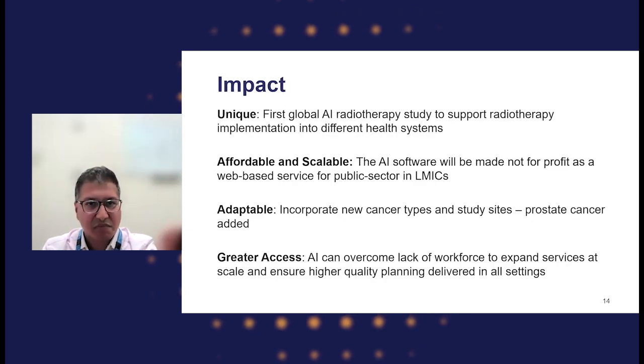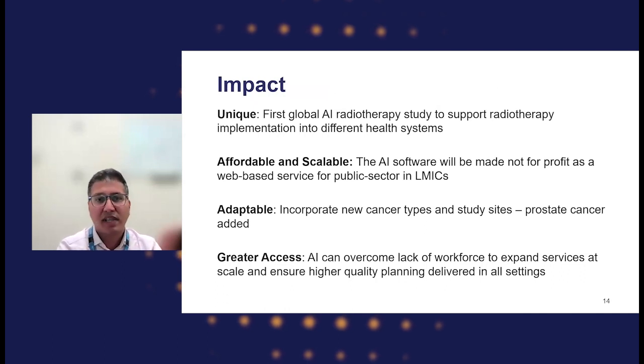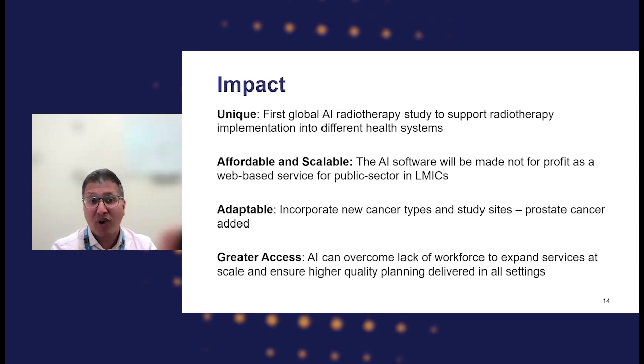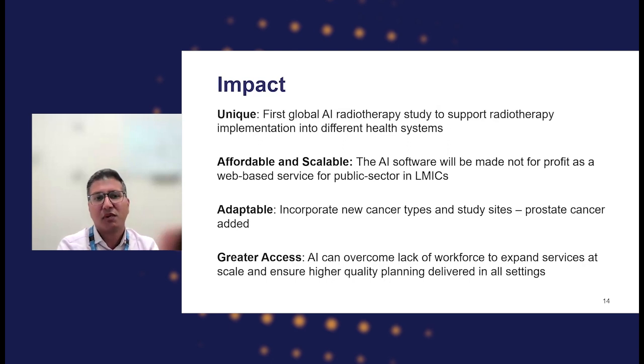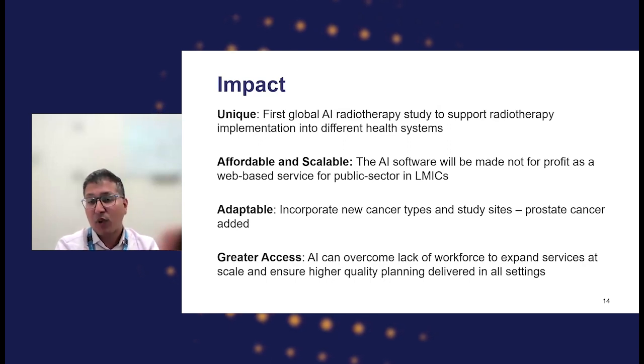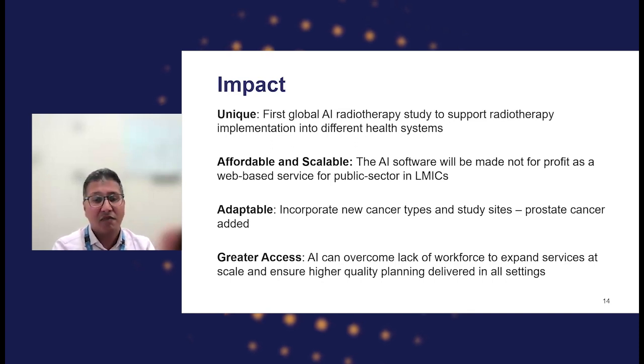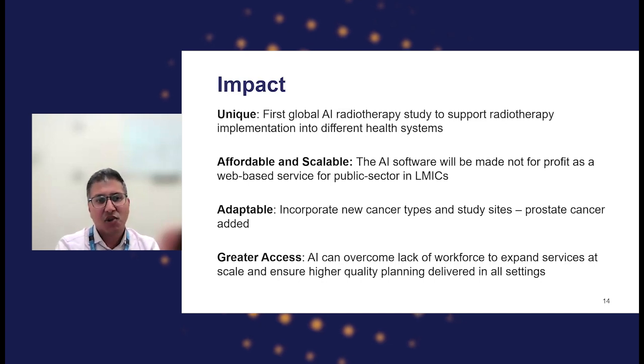I think in terms of its proposed impact, well, it's the first global radiotherapy study of its type in AI, looking to support implementation in different health systems. So the affordability and the robustness that we're looking at. If it does meet its endpoints, the AI software will be made not-for-profit as a web-based service for public sector hospitals in resource-constrained settings. It's also adaptable.